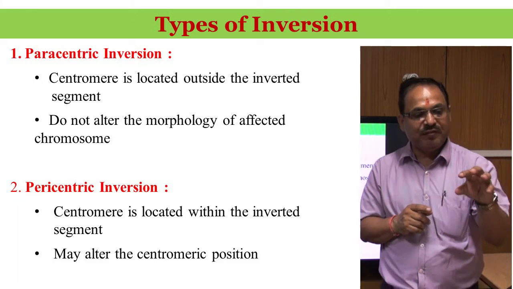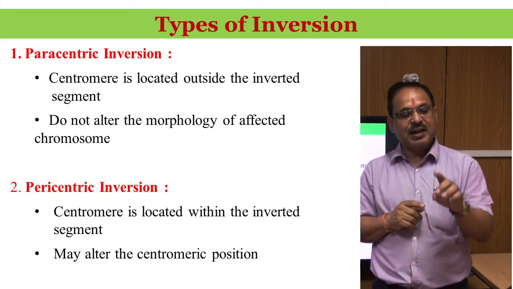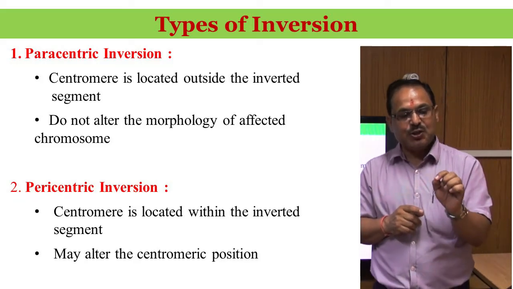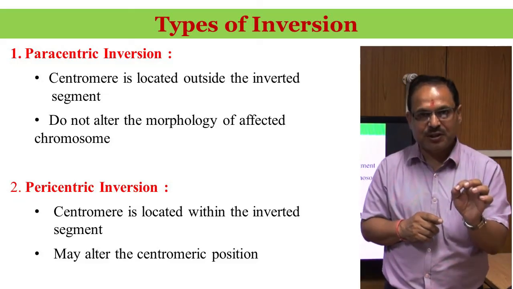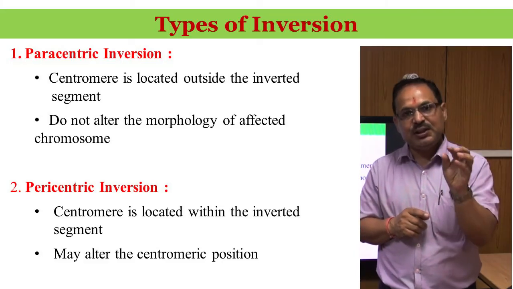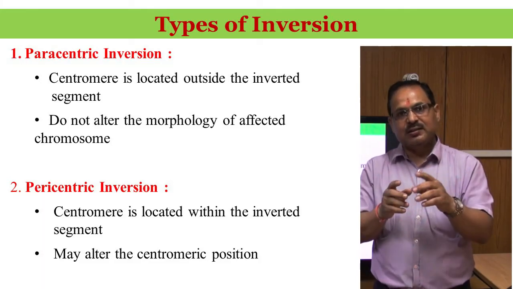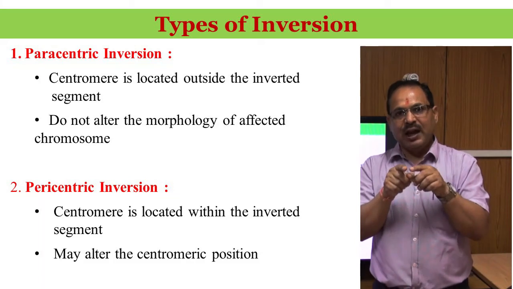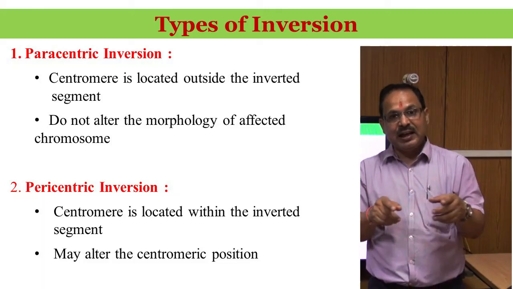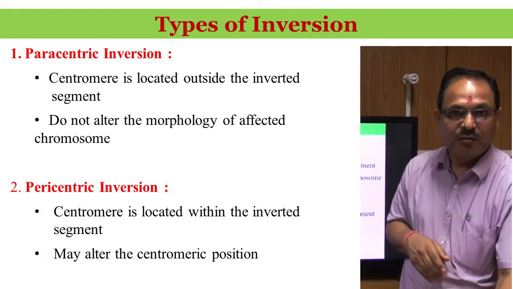These are the two major differences between paracentric and pericentric inversion: the place of the centromere and the alteration of the centromeric position. This is very important. So again, paracentric means the centromere is located outside the inverted segment. I told you earlier that the inverted segment makes a loop, and that loop doesn't contain the centromere. But in pericentric inversion, that loop has the centromere, and the centromeric position is altered.